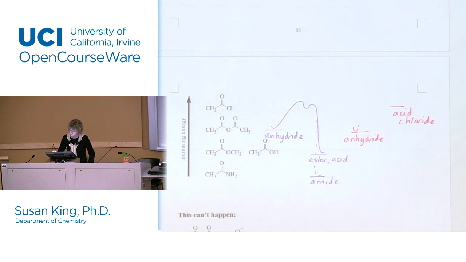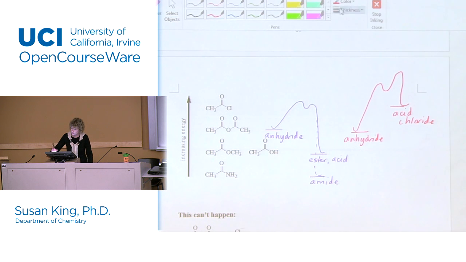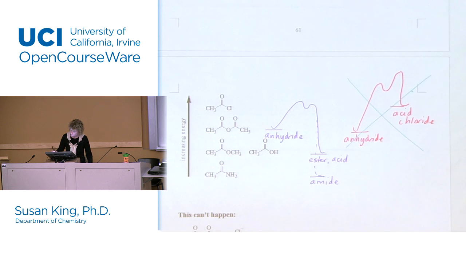We have a large energy of activation for the first step and an even larger energy of activation for the second step, because if we're trying to make an anhydride into an acid chloride, we have to have a worse leaving group leave, and that's the problem. That's why we have a really large energy of activation for that second step. All right, so we want to put a big X through that. That's not going to happen. Uphill doesn't happen.